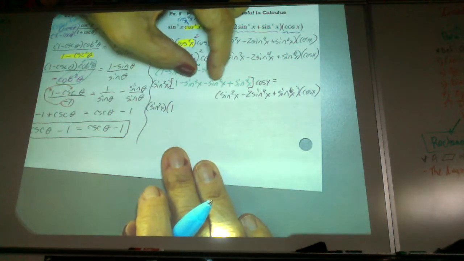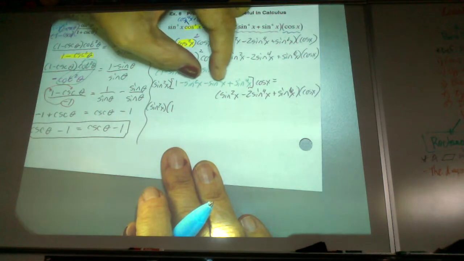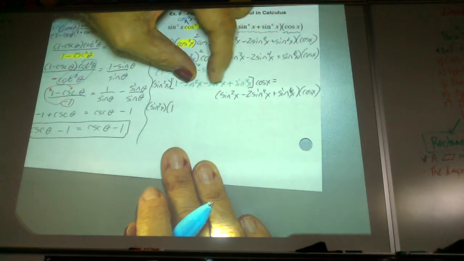Don't these two add together? They're like terms. They're both of the sine squared. If I have a -1 and another -1, how many do I have altogether?